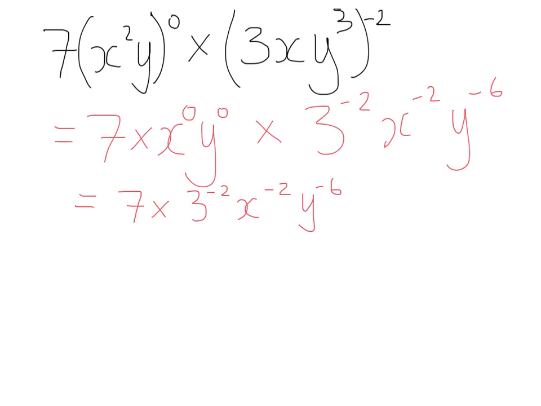So putting this in fractional form, we know that anything with a negative index is going to be part of the denominator. So our numerator, we're going to get 7. Our denominator is going to be 3 squared, which is 9, x squared, y to the power of 6. And we're done.